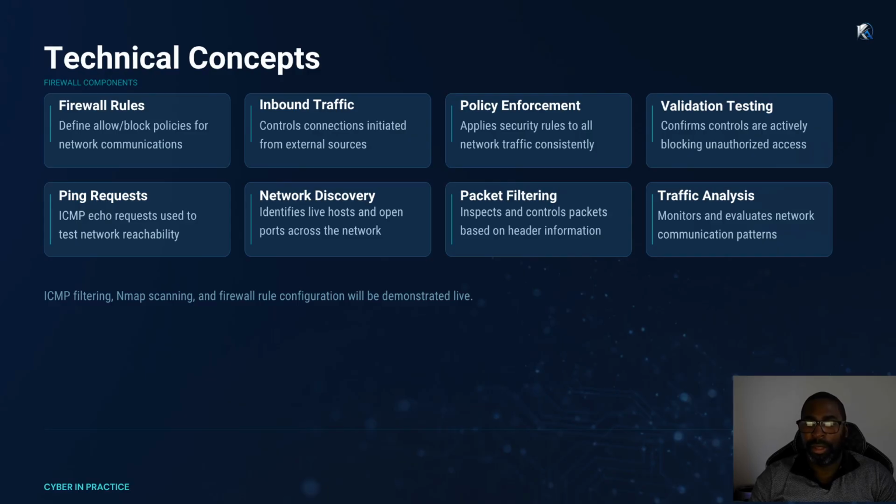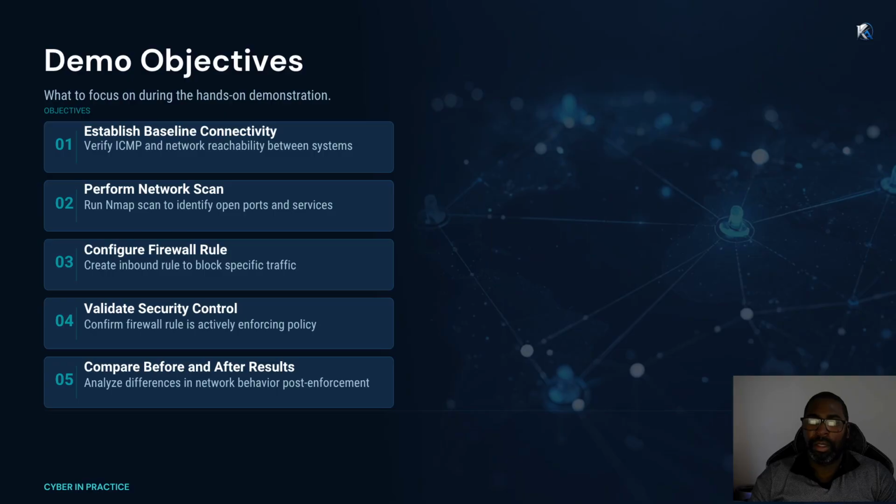With those concepts established, let's look at what we'll accomplish during this demonstration. Our objectives are straightforward. First, we'll establish baseline connectivity between two systems. Next, we'll perform a network scan to identify available services. We'll then create and enable a Windows Defender Firewall rule designed to block ICMP Echo Requests. After applying the control, we'll validate its effectiveness through additional testing and compare the before and after results. This process mirrors how security teams deploy and verify defensive controls in real-world environments.